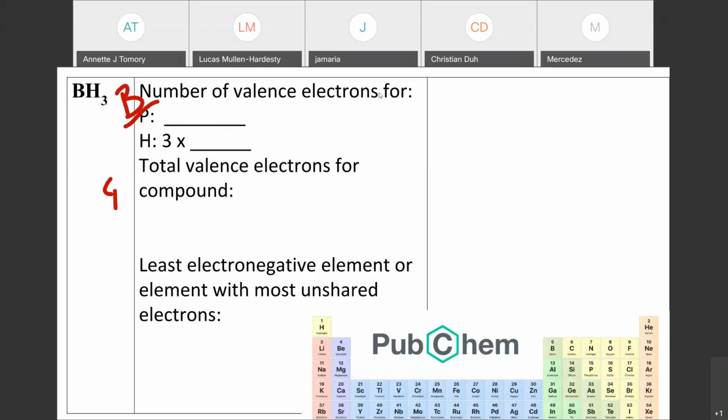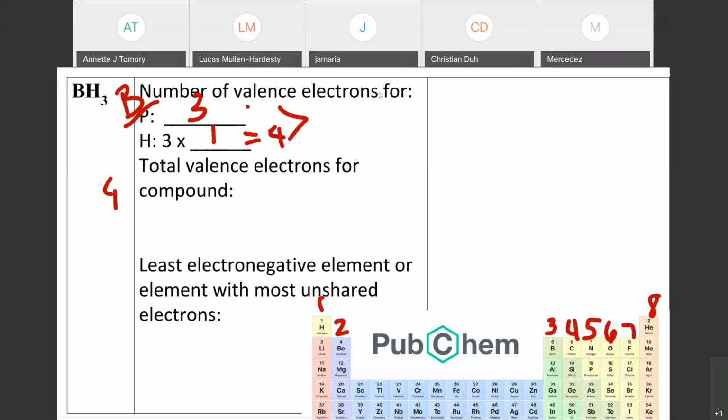All right, so back to this. Now we're looking at BH3. First thing we need to do is figure out the number of valence electrons for each of these. You're just going to count from left to right. How many does boron have? 3. How many does hydrogen have? 1. So we have 3 of those. So how many do we have total?